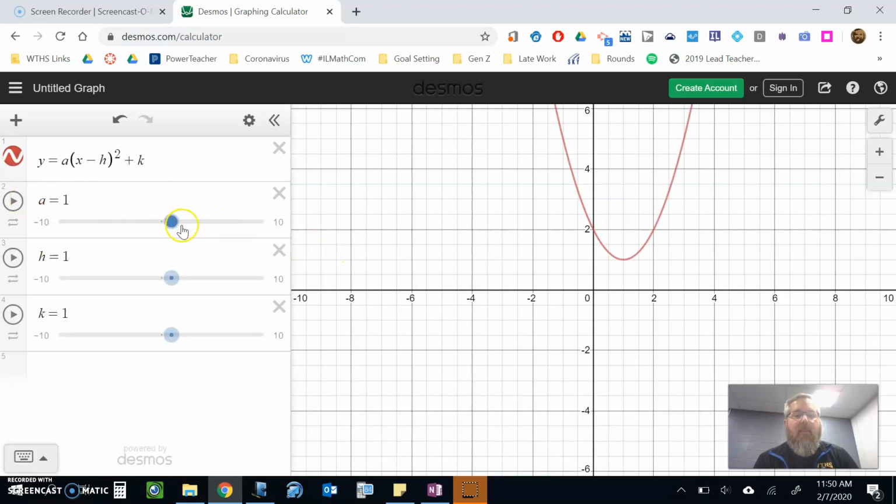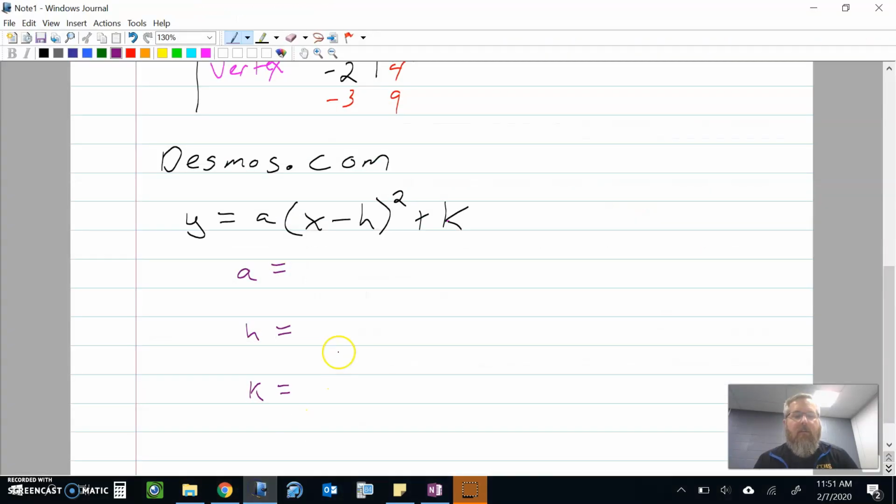And look at this. This gives you an opportunity to play. I want you to move these sliders around and pay attention to what happens to the graph. Move those sliders around and see what happens to the graph. Then I want you to go to your notes, and I want you to write down what happens in each case. What happens when you change A? What happens when you change H? And what happens when you change K? Go ahead and press pause and give that a shot.